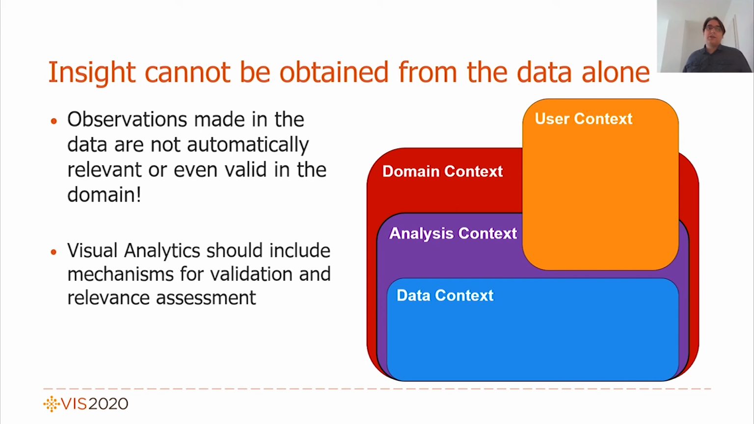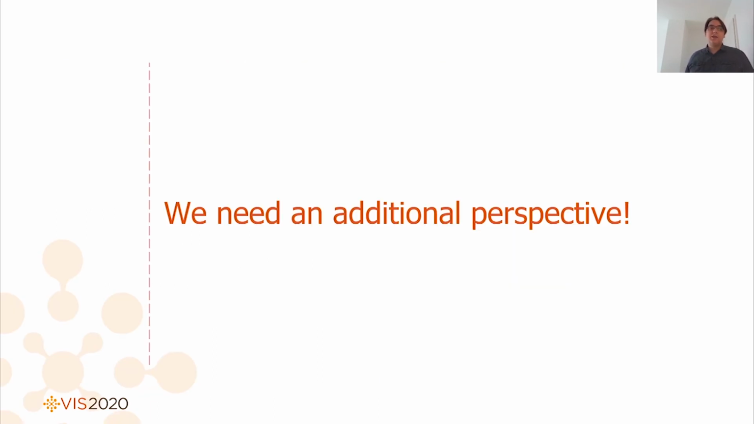The point here is that to see whether an observation is relevant or even valid for the domain, we need to include additional levels of context. We cannot rely on the data because this information is not part of the data. And therefore we say that we need an additional perspective that broadens our scope of discussion and extends this from the quantitative level, which is predominant today, mainly focusing on the data and quantitative operations, automatic analysis and such. We need to extend this to include those additional levels of context.